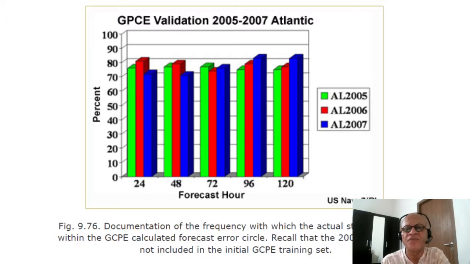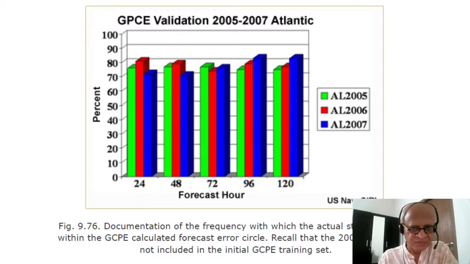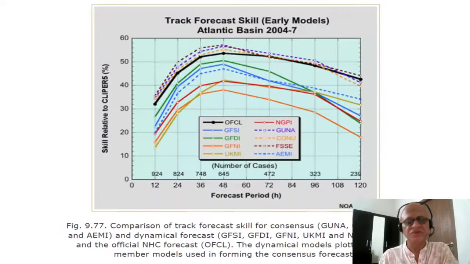So there is a significantly high percentage of track errors that fall within the forecast error circle. So the confidence in GPCE can be based on this kind of validation of the forecast model. Okay, just follow that through.